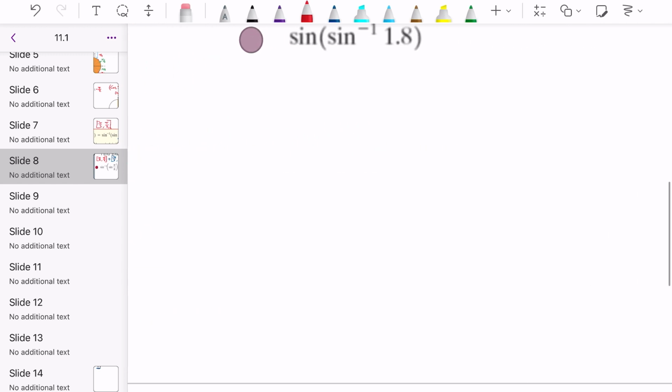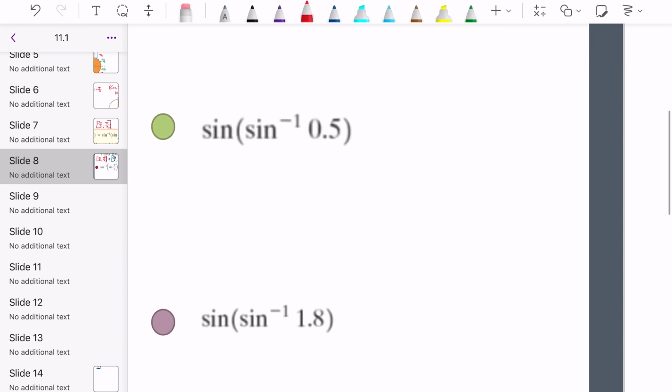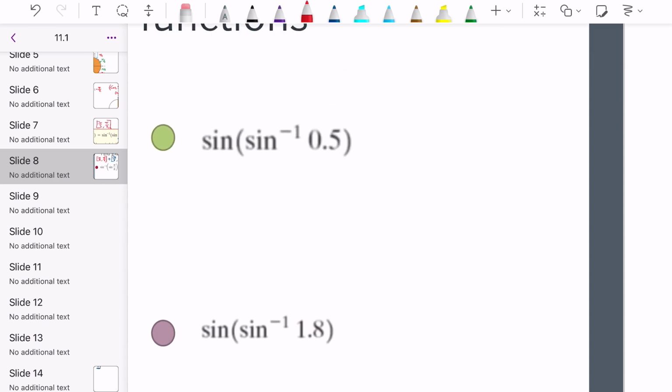Let's take a look at our next question. Here we are working with sine, which means our range would be from negative 1 to 1. Since 0.5 falls between negative 1 and positive 1, our answer here is 0.5.